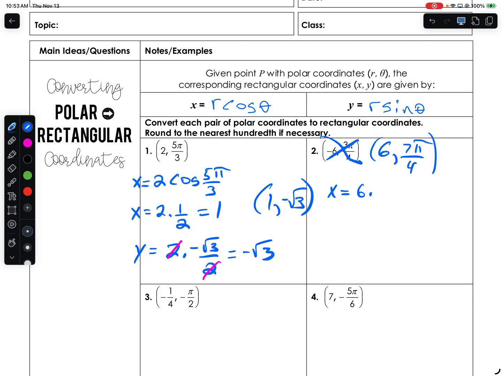Seven pi over 4, what is the x value? Root 2 over 2. I personally like to cross cancel. I find it easier. 2 divides into 6 3 times. So I get 3 root 2 when I do that. The y value is very similar, right? Because it's just root 2 over 2 and negative root 2 over 2. So we do 6 times negative root 2 over 2. Same thing. 2 divides in 6 3 times. So your answer is just negative 3 root 2.